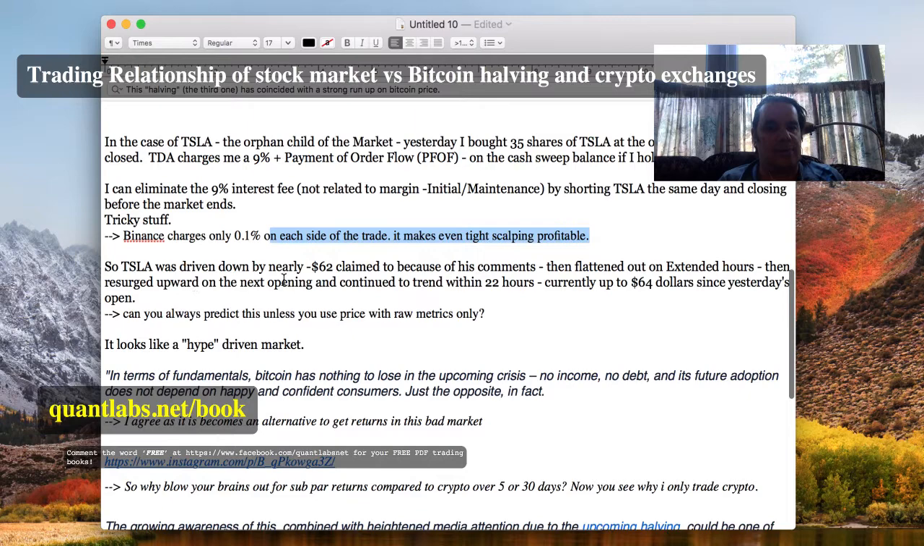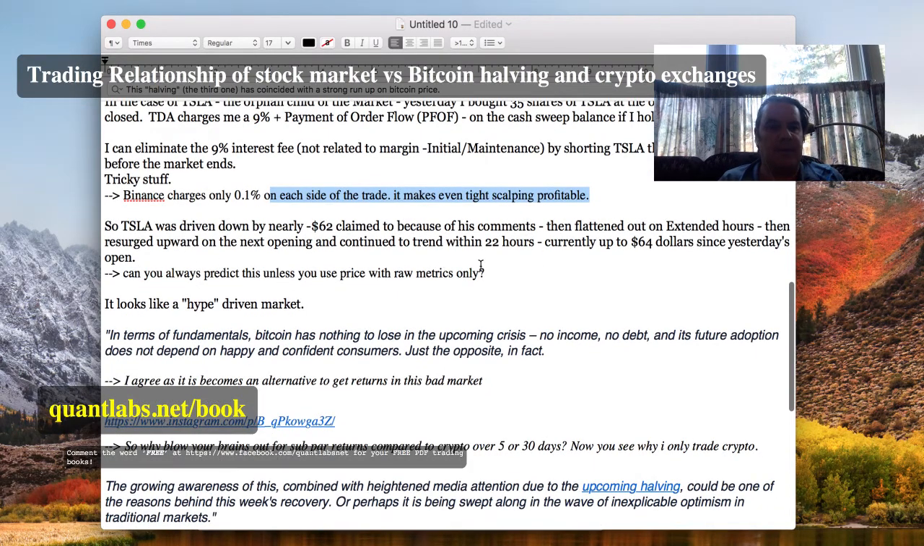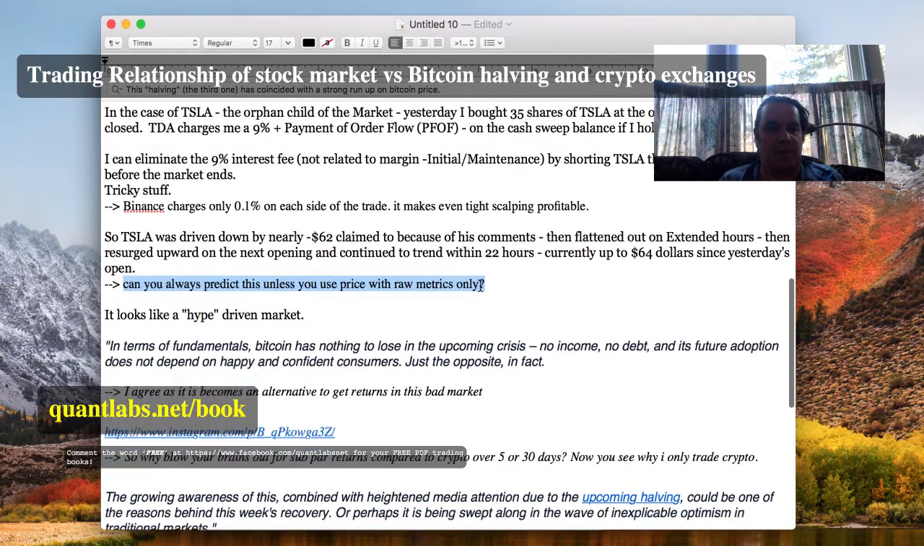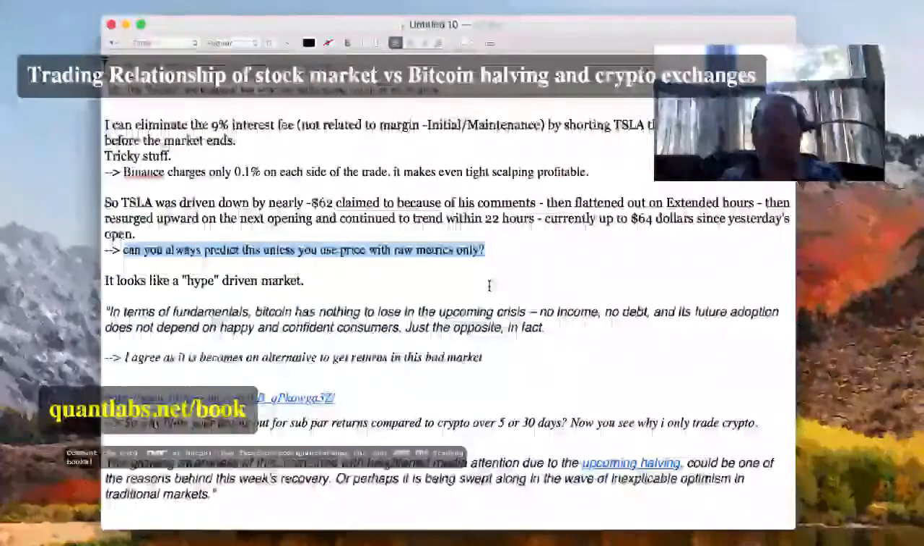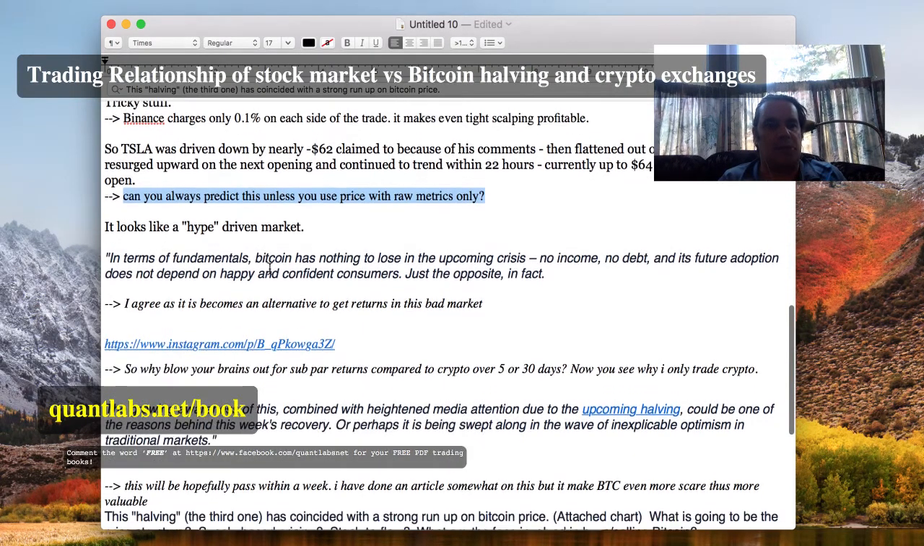So Tesla was driven down by $62 because of his comments, then flattened out in extended hours and resurged upward next morning and continued to trend within 22 hours, currently up $64 since yesterday's open. And my question is, can you always predict this unless you use price with raw metrics only, meaning traditional technical analysis or quantitative math sort of stuff? Because, as I said, a lot of people are using these forward guidance metrics that are more and more unreliable, and are being taken away from the big stocks because they're not issuing the guidance. Looks like a hype-driven market.